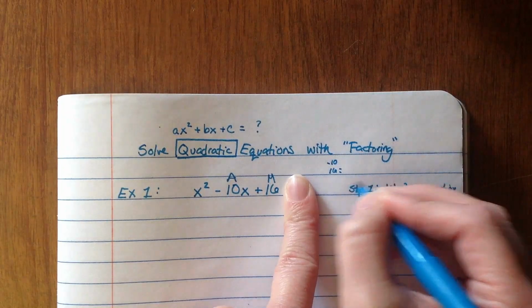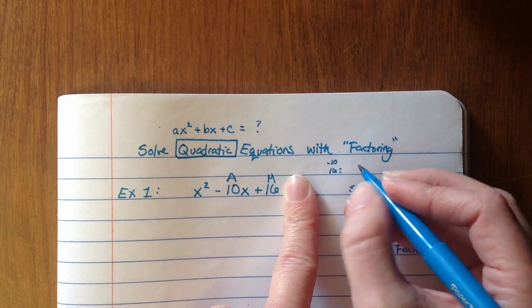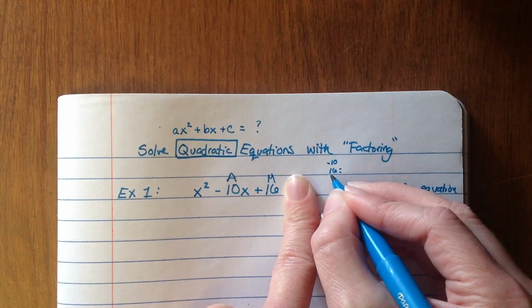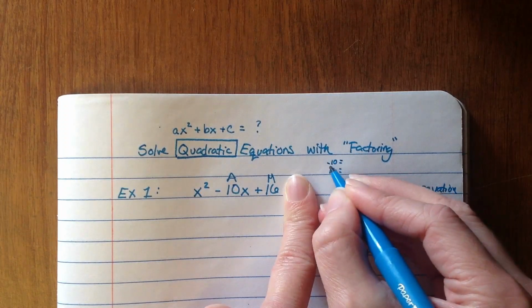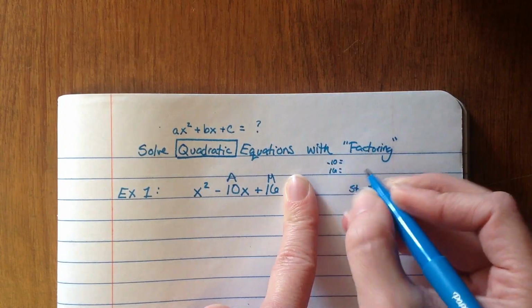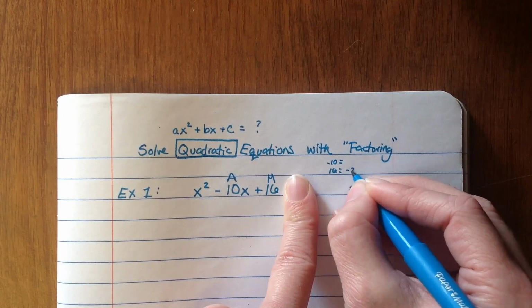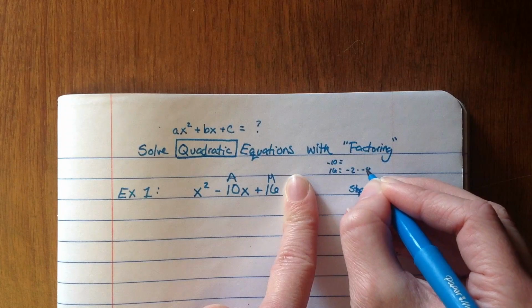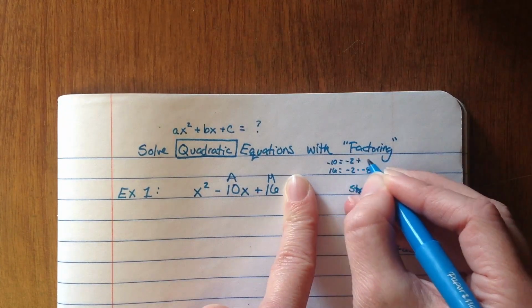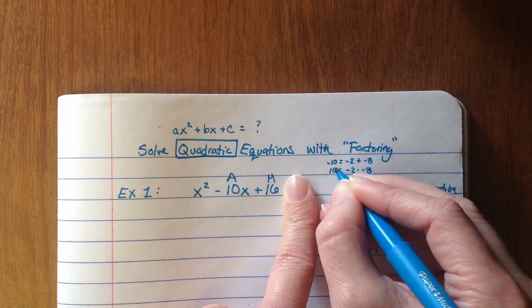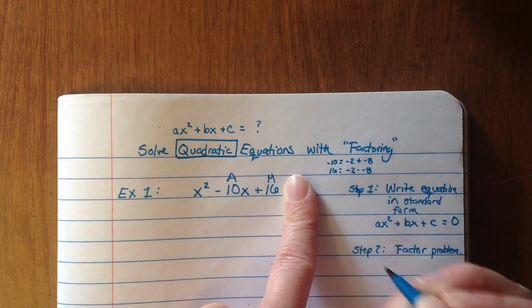You might try 4 and 4, that doesn't work. 16 and 1, that doesn't work. Oh, wait, 8 and 2 will multiply together to get 16, and I know that 8 and 2 will add together to get 10, but because this 10's negative, that's actually going to make both of these negative. So negative 2 times negative 8 gives me positive 16, and that's good because negative 2 plus negative 8 also gives me negative 10. And so those are going to be my factors when I'm factoring down here.